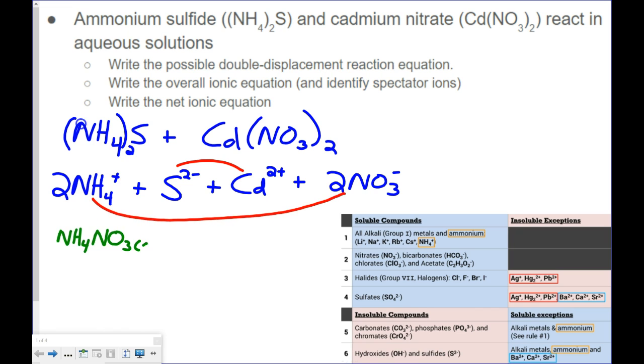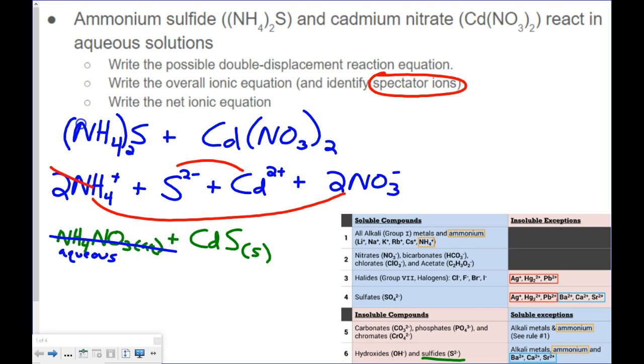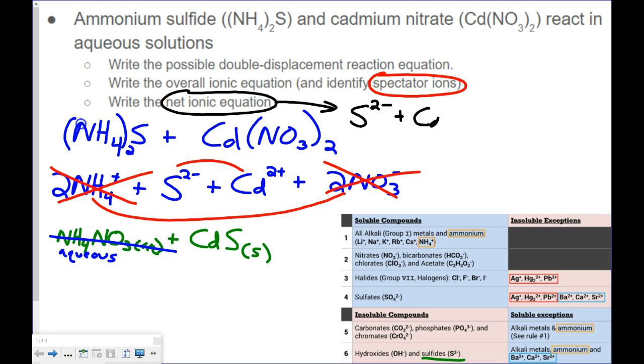So when I take those and put them together, I have ammonium nitrate, that's going to be aqueous. Anything with ammonium is going to be soluble. Same thing with nitrate. Plus cadmium sulfide. Sulfides are going to be insoluble. This is not one of the exceptions. So essentially, this entire solution here is going to be aqueous, so I can cancel those ones out. Those are my spectator ions. So what's left is my net ionic equation.